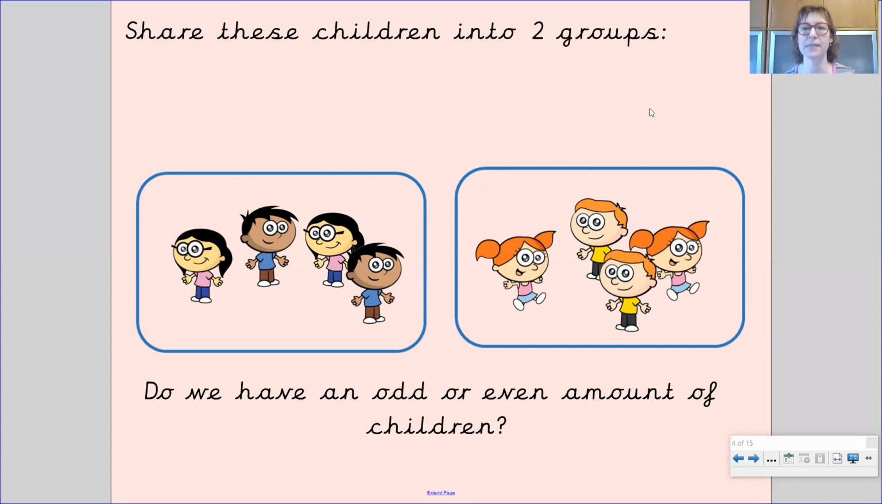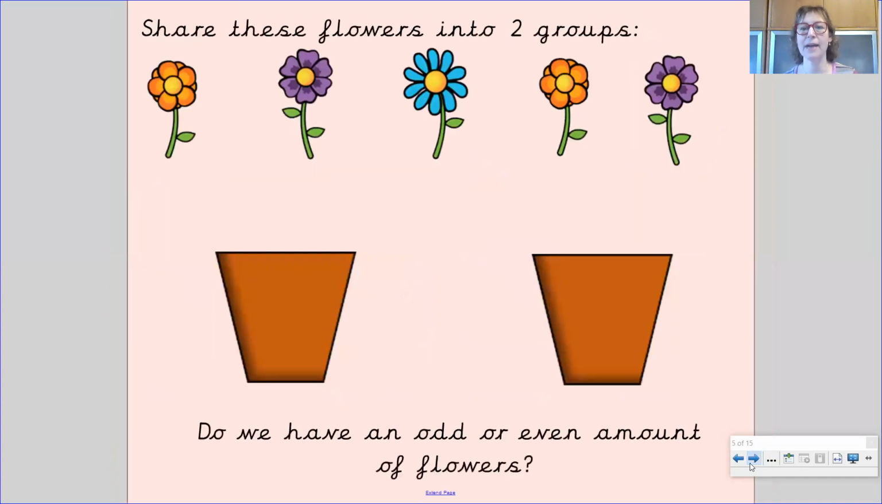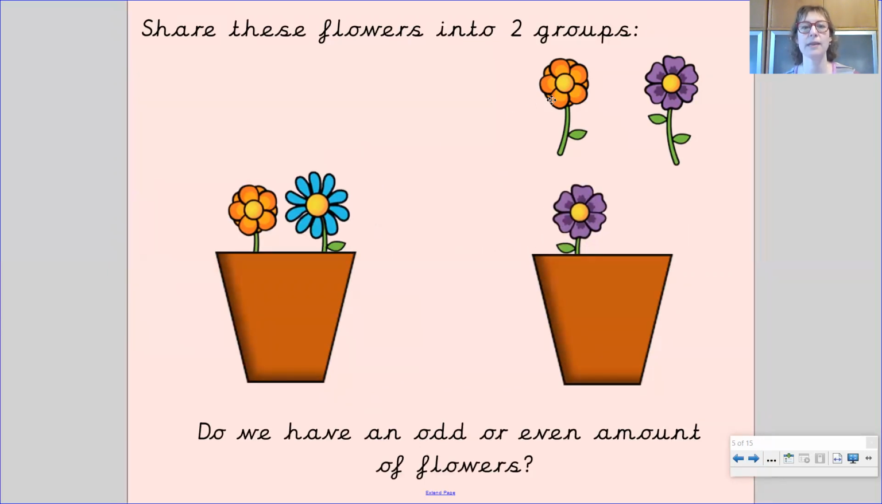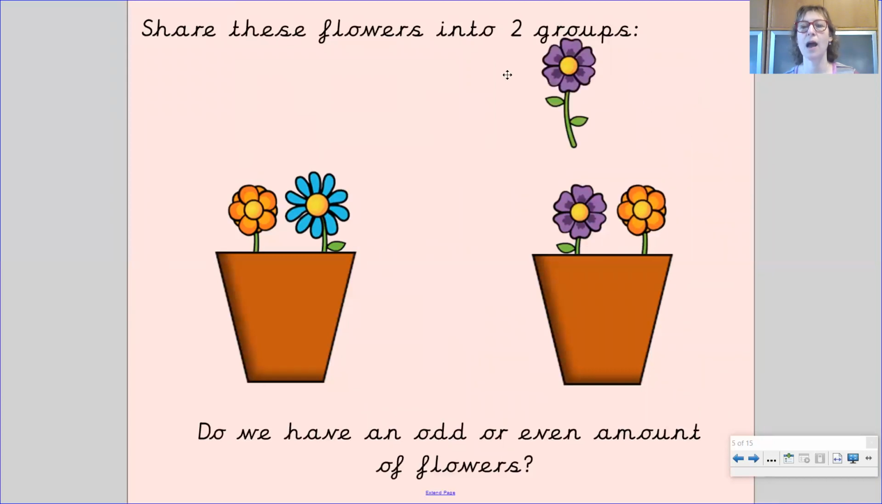There aren't any left over. There aren't any missing. Now I've got 5 flowers, and if I share these equally, so I'm going to put one here and one here, and then one here and one here, I've got one left over. I could put it here, but then they wouldn't be equal because I would have 3 here and 2 here. So I leave this one out. So this one is odd because I've got this one. It's an odd one out. It's on its own. So we have an odd amount of flowers.